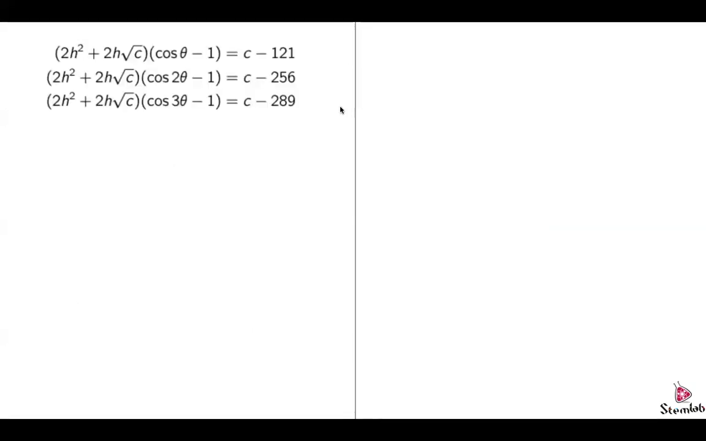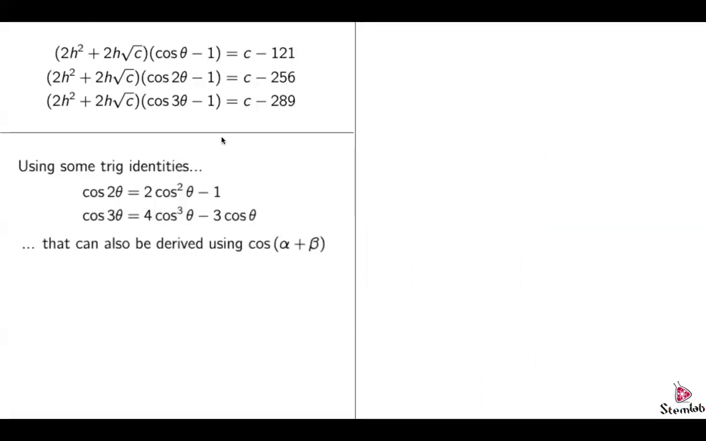Okay, so here, we'll use a couple of trig identities. Now you can also derive these trig identities. So we'll use cosine 2 theta equals 2 cosine squared theta minus 1, and cosine 3 theta is 4 cosine cubed theta minus 3 cosine theta. Again, if you don't remember it, you can derive this using the sum of cosines, right? It's cosine alpha plus beta.